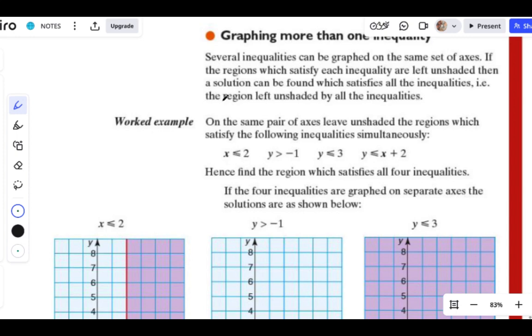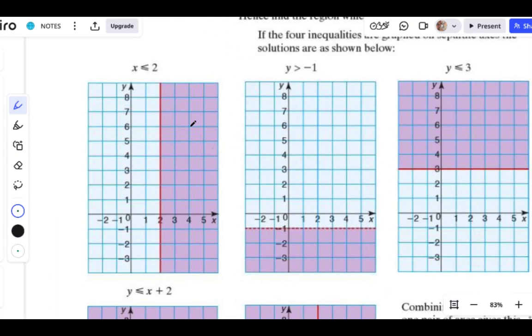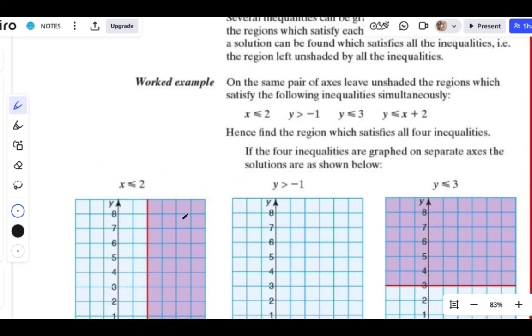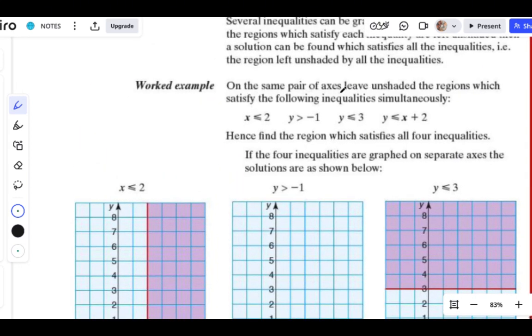You go to the x-axis, draw a line across 2, a solid line, because it's less than or equal to. So this is how we draw a solid line across 2 for this one. And because the question says shade the region, on the same pair of axes, leave unshaded the region which satisfies the inequality. Now, the one we did just now said shade the region which satisfies the inequality. This one says leave unshaded.